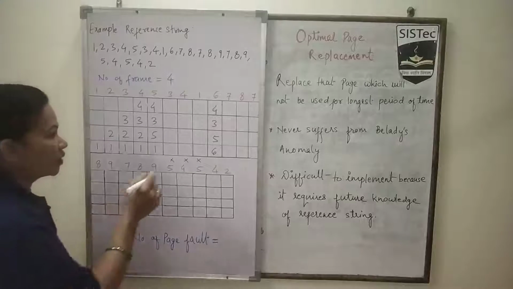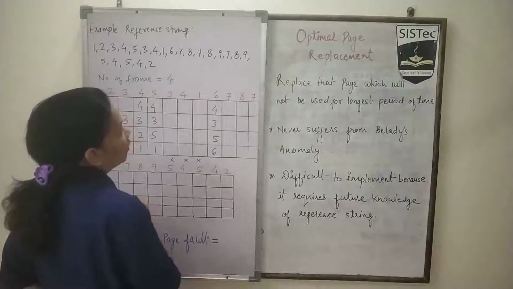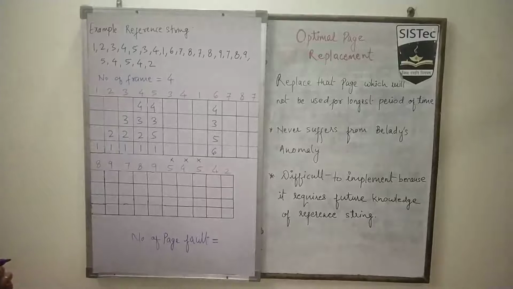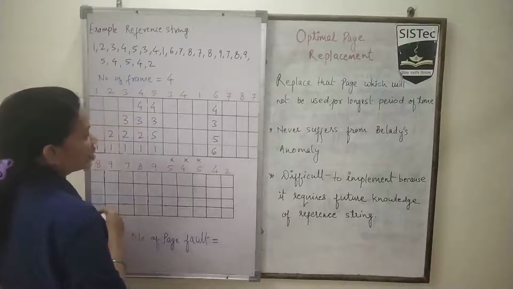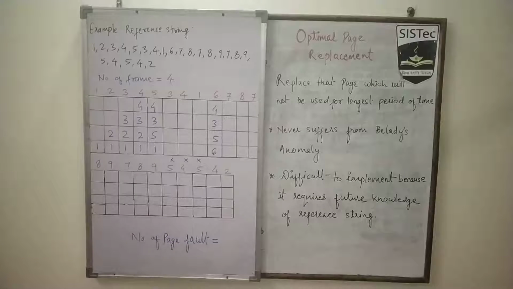Now next request is 7. Now you check whether 7 is there or not. 7 is not in the frame. Now which page are we going to replace? Now again we have to check from these 4 pages which page is not going to be used for the longest period of time.